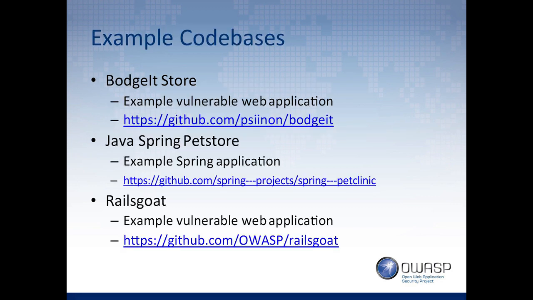And if you want example code bases that you can use to test out some of this stuff, you can look at the Budget Store. That's an intentionally flawed Java application that the ZAP people use for a lot of testing. You can also look at the Java Spring Pet Store, as well as RailsGoat. Again, if you don't have example code lying around that you want to try this on, those are a couple projects that you can use to illustrate and test out some of the stuff we're going to be talking about.